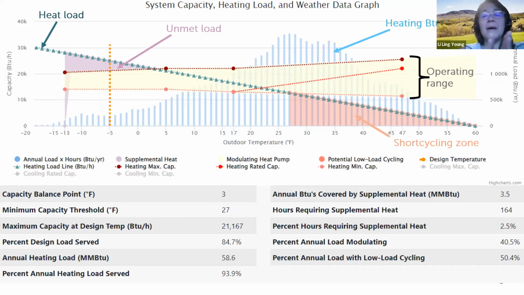Okay, so Mary, the pink, we have a problem because the load of the building is below the lowest operating range of the heat pump. And if it's only like a little bit of the season, it's going to be not pink. But in this case, look, it's like 50% or 60% of all of our heating BTUs are being expended below this, in the short cycling zone. And that's a real problem.